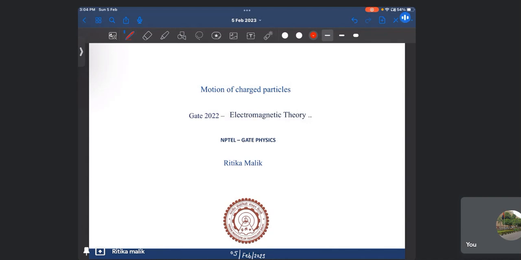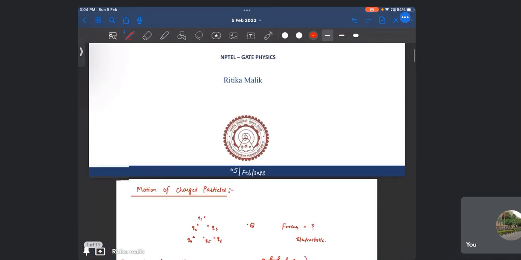Today we are going to solve the problem related to motions of charged particle, and it's a concept from electromagnetic theory. So we will start today's lecture.